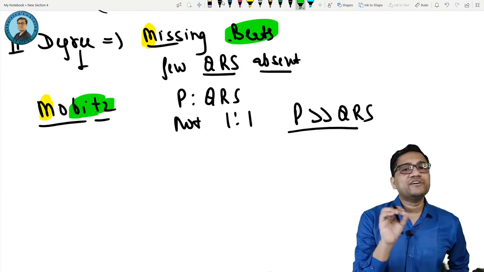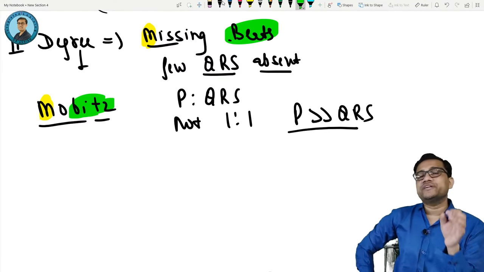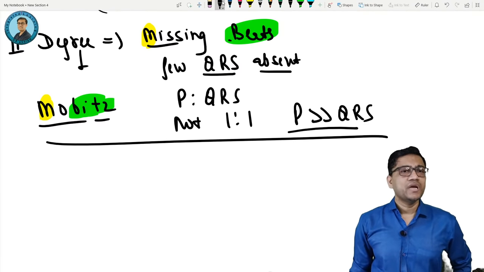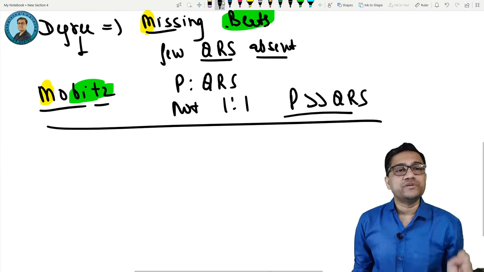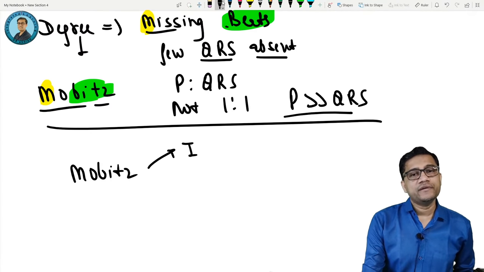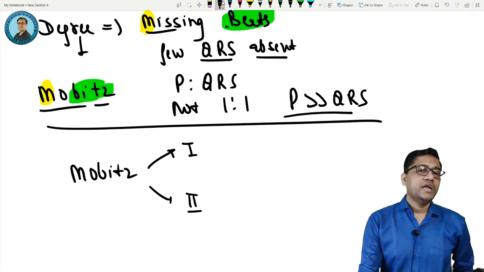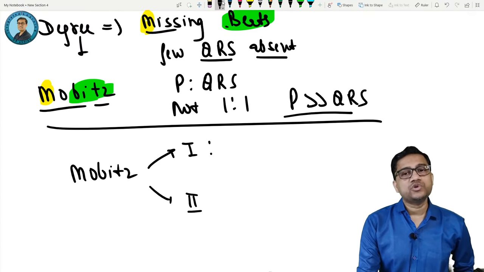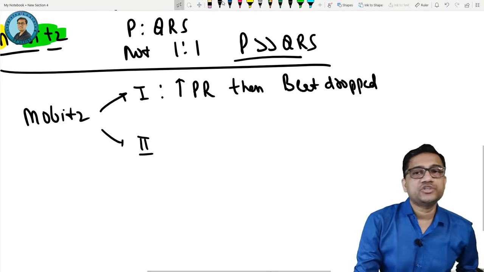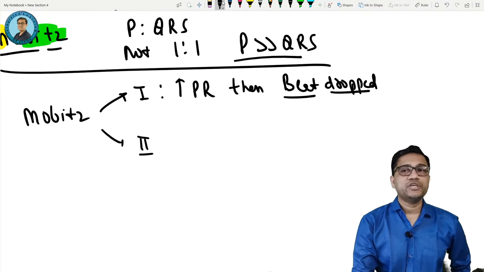So if after P the QRS is absent, it is called as what? It is called the Mobitz. Are you clear? Now Mobitz is of two types, Mobitz 1 and Mobitz 2. Now in Mobitz 1, what happens? There is increasing PR, then the beat is dropped, and the QRS is missing.